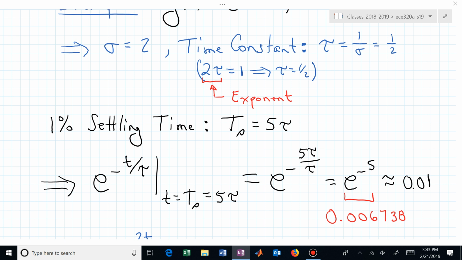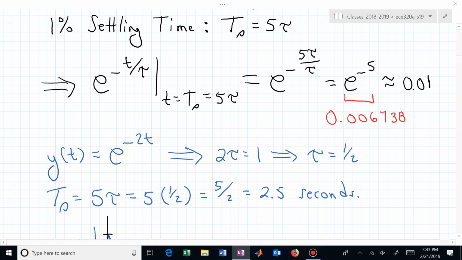If I say a 1% settling time, you know that it's 5 time constants, and you now know how to find the time constant if you're given a decaying exponential. That's one of the things I want you to take away from today's class. How do you find the time constant, and what good is it? How can you use it?